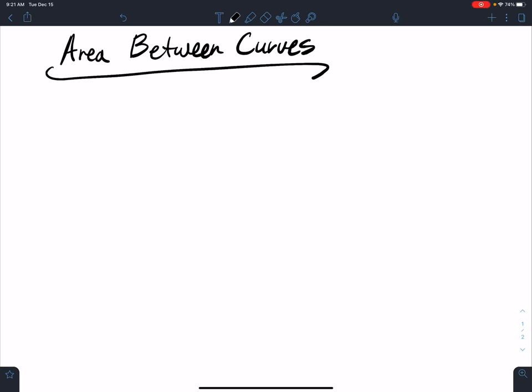So now we're going to talk about the area between curves. So in general, how do we find the area between two curves?